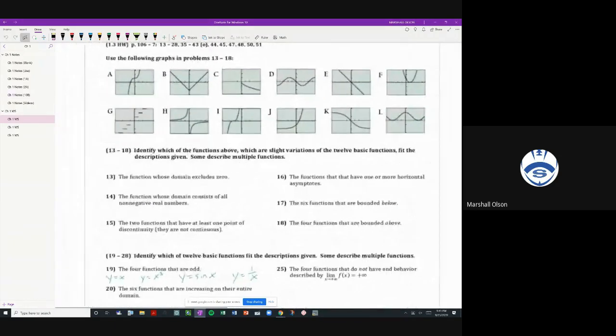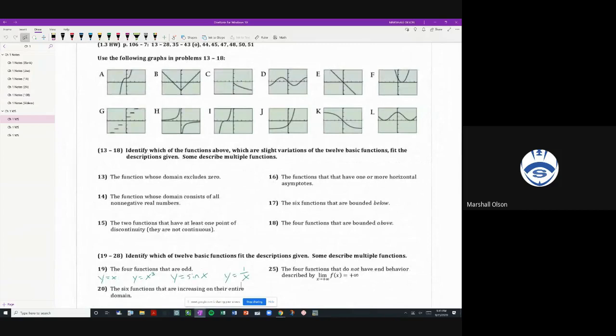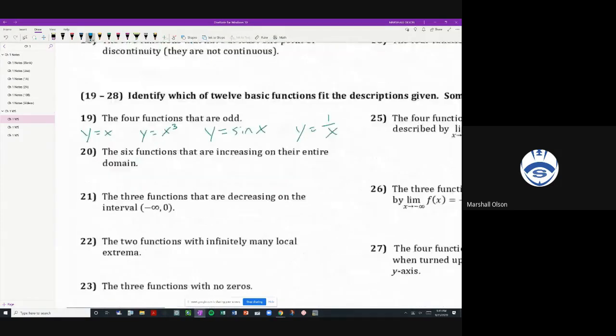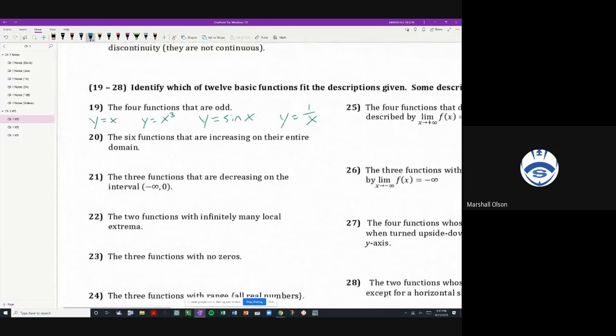Now, to start with, those are not the 12 basic functions. They are the 12 basic functions transformed somehow, shifted, reflected, something. But you're still matching those graphs, those letters, with problems 13 through 18. Okay? And then, this is from a class yesterday. We just looked at this and somebody said, how do I write my answers for numbers 19 through 28? And I said, just write the functions. So there's the answer, number 18.